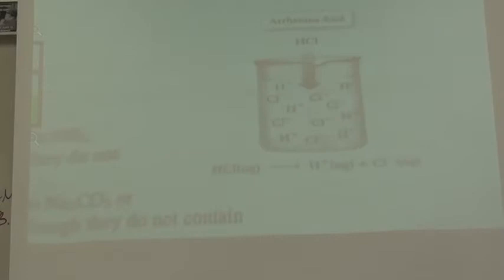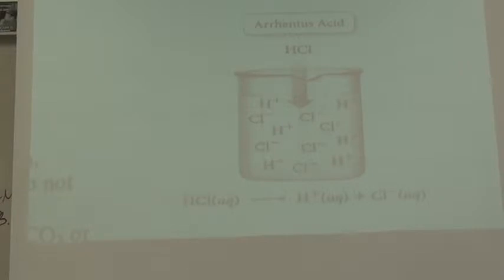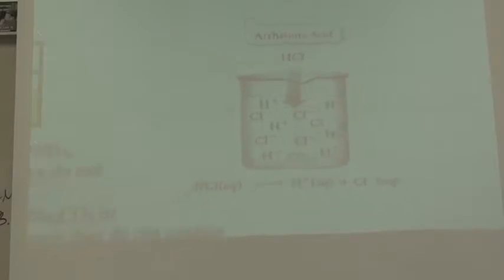So this is what an Arrhenius acid would look like. Hydrochloric acid in an aqueous solution breaks down completely into the hydrogen ion and the chloride ion. That follows the definition of Arrhenius acid. The problem with the model is this.